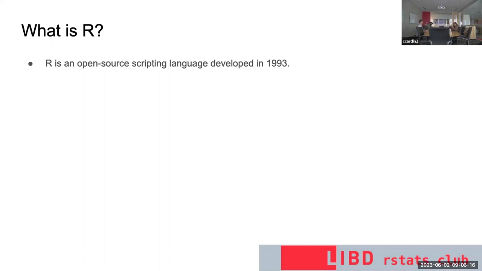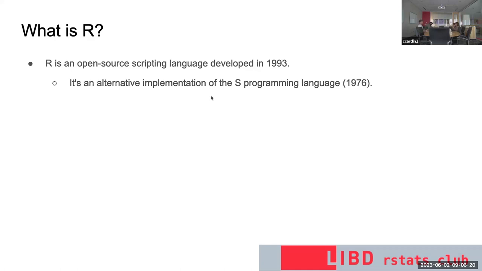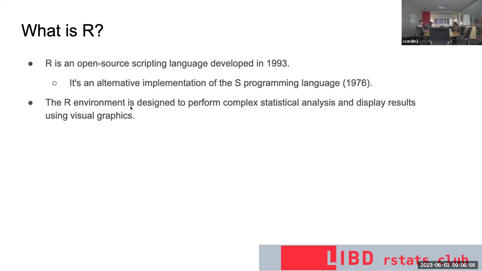And it's not too old, but this is because there was a previous language called S. The S programming language dates from about 1966, and this language was created just for statistical reasons. So as you can say, the father of R is also a statistical language. That's the reason why in R we can find a lot of these solutions, even in new packages. That's the reason why it's widespread. Well, the R environment is designed to perform complex statistical analysis and has the power to display results using visual graphics. This is one of the most important reasons why people like to use this interface.